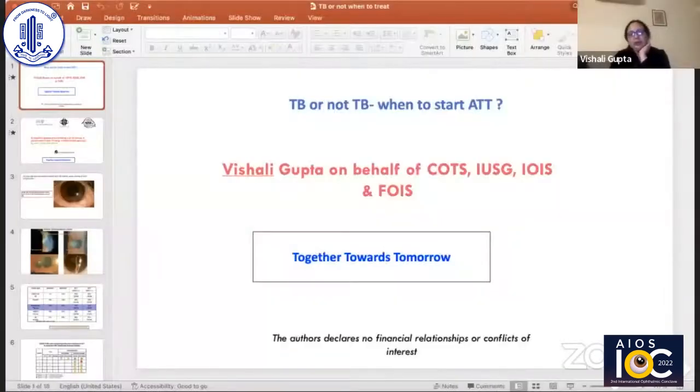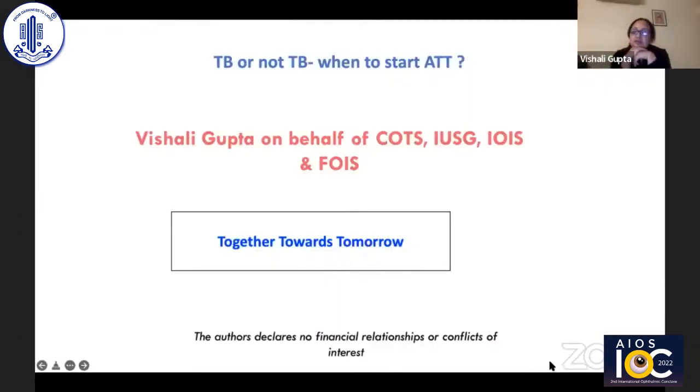Yeah, perfect. So my topic, which has been given to me, is tuberculosis. And the big question that all of us ask while dealing with TB is TB or not, and when to start anti-TB drugs. So I'm very proud to be presenting this on behalf of the Collaborative Ocular TB Study that we initiated, and that has the endorsement from all the major international societies. So together towards tomorrow.